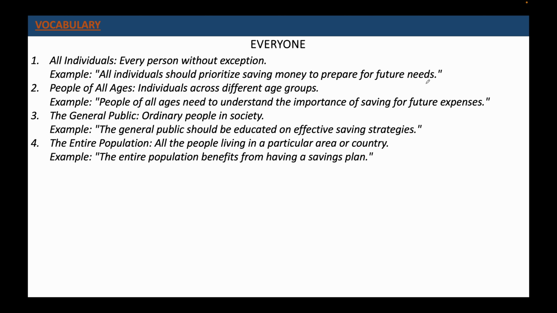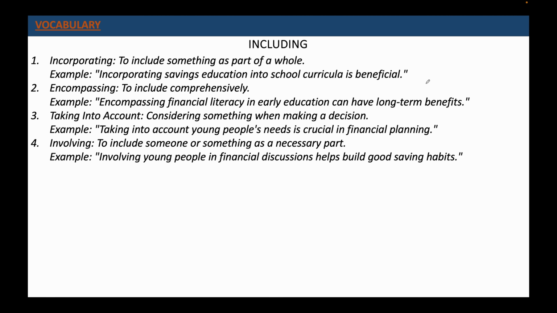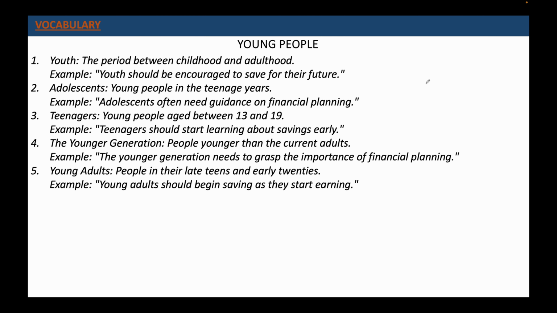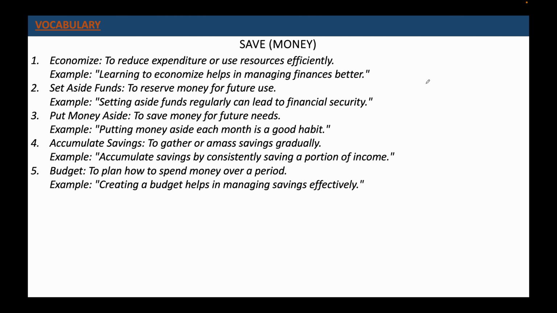For example, if I want to talk about people needing to work together to reduce plastic usage, I could say the general public needs to get together or work together to reduce plastic usage. When discussing the inclusion of young people in saving strategies, here are some useful terms for including. Now let's look at some different ways to refer to young people in your essay. Here are some varied terms to express the idea of saving money in different ways.